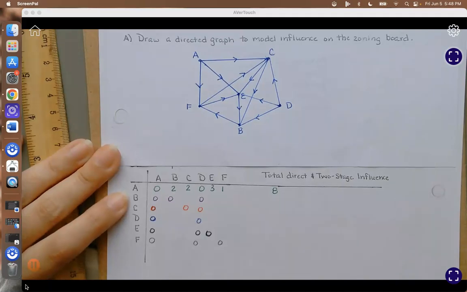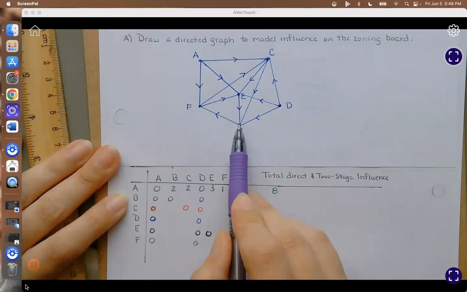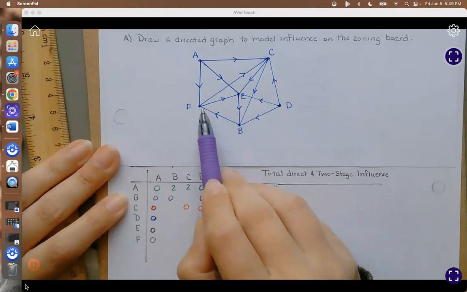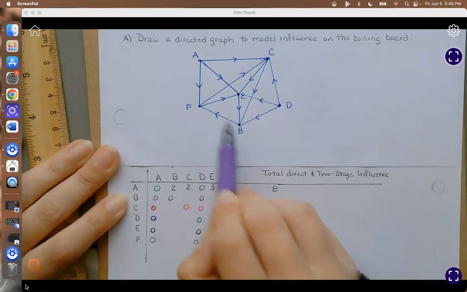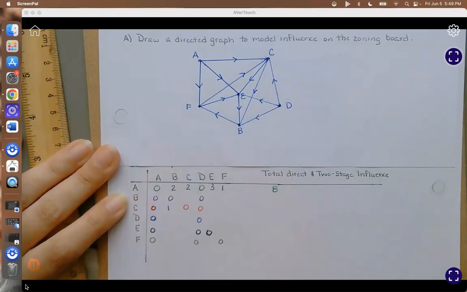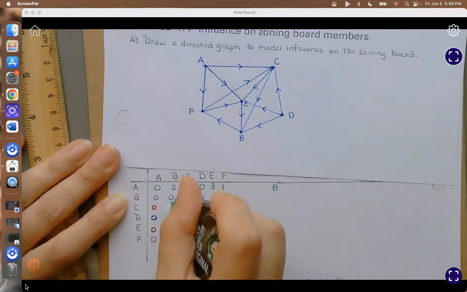So B to C. So B, and I'm trying to get to C. So there's only one road out of B, and it's here. So I can go 1, 2. So there's one way out right there. Oops, that's on the wrong line, isn't it? Come on, Miss Evans.